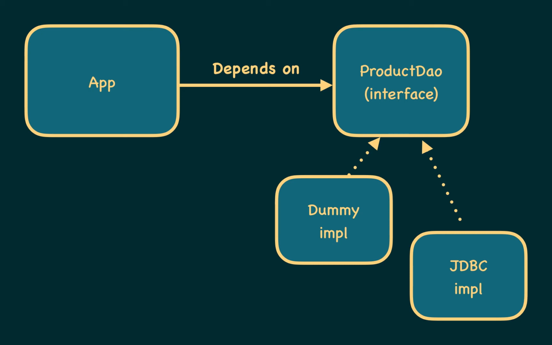Typically, the way you would get an object of any of these implementations is, in the App.java, you may say ProductDAO equals new DummyProductDAO or new JDBCProductDAO. And this means that you have a runtime dependency on a dummy or JDBC, which you're trying to achieve by creating a new object in the app. And this leads to a concept of tight coupling.